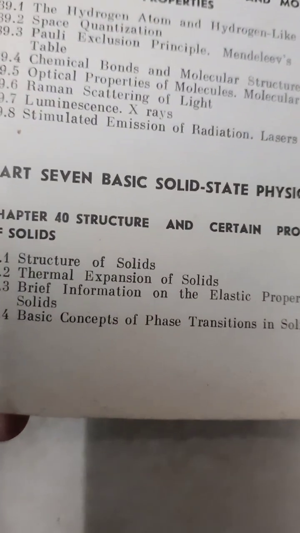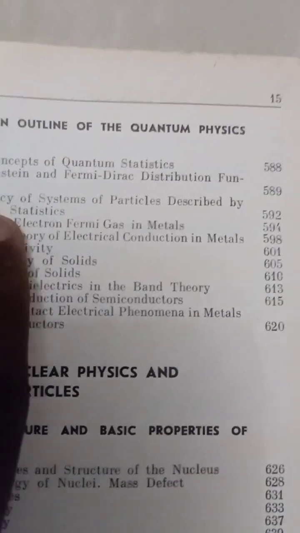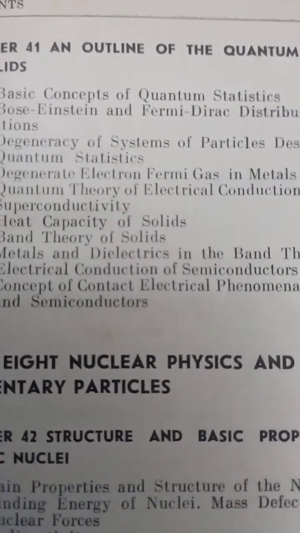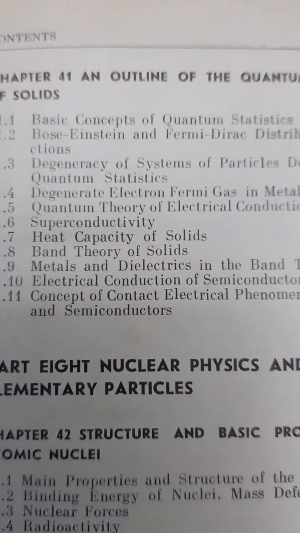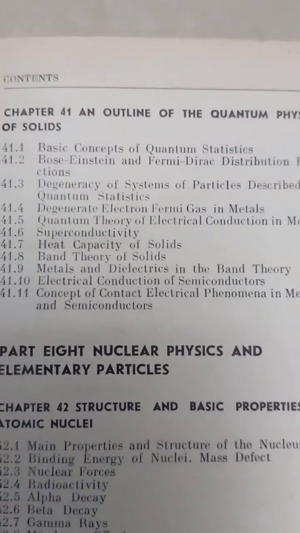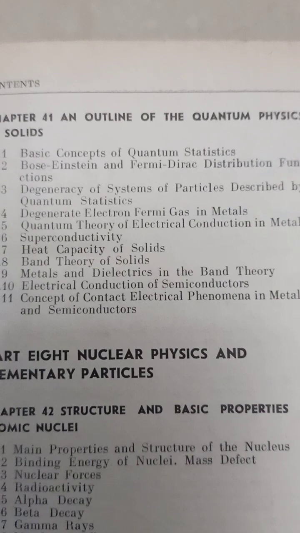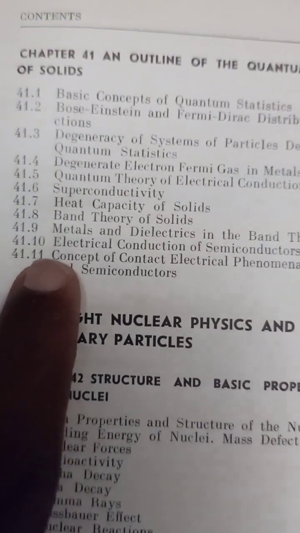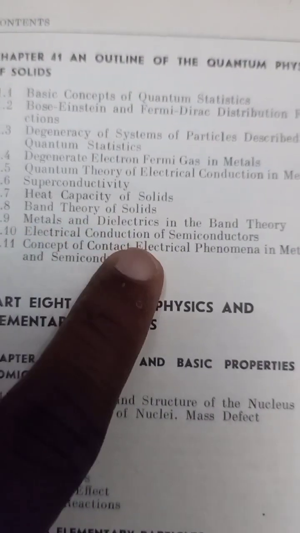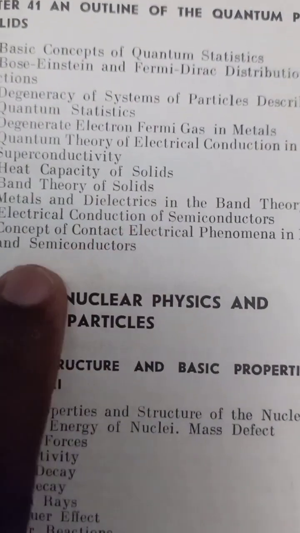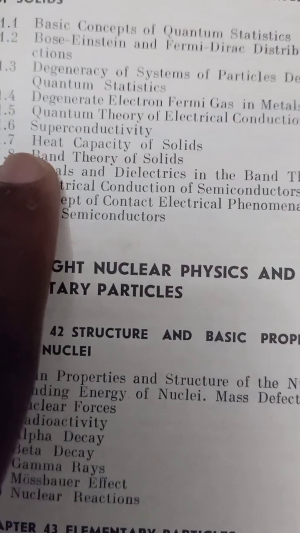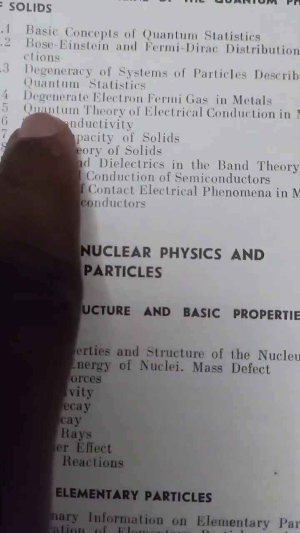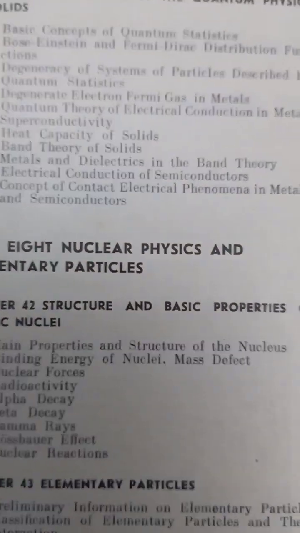It talks about the structure of the solid, and chapter number 41 gives an outline of the quantum physics of the solid, where you can see advanced topics of physics are discussed over here, the Bose-Einstein and Fermi-Dirac distribution function. Then we can see superconductivity is discussed, band theory of solids is discussed, and here you will find the degeneracy of a system of particles described by these quantum statistics. So the advanced topics are discussed.